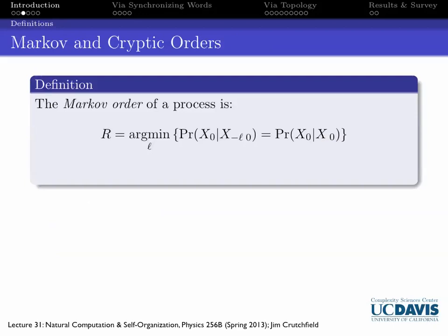The Markov order of a process is the minimum length such that observing a block of that length, the probability of the next symbol upon observing the previous L symbols is equivalent to the probability of the next symbol upon seeing all the previous symbols. So instead of looking at the infinite past, if you only have to look at a length L past, the Markov order is the shortest length L past at which you still have equivalent predictive ability.